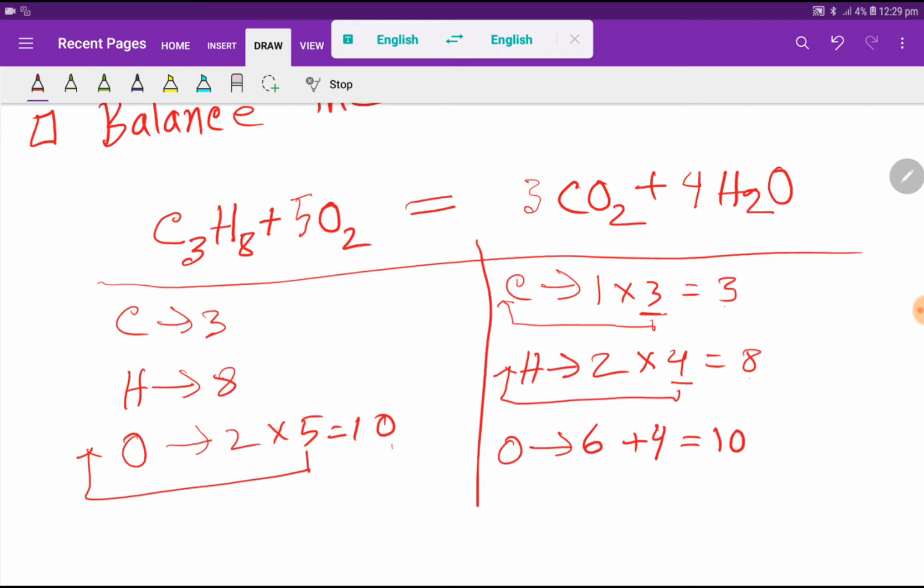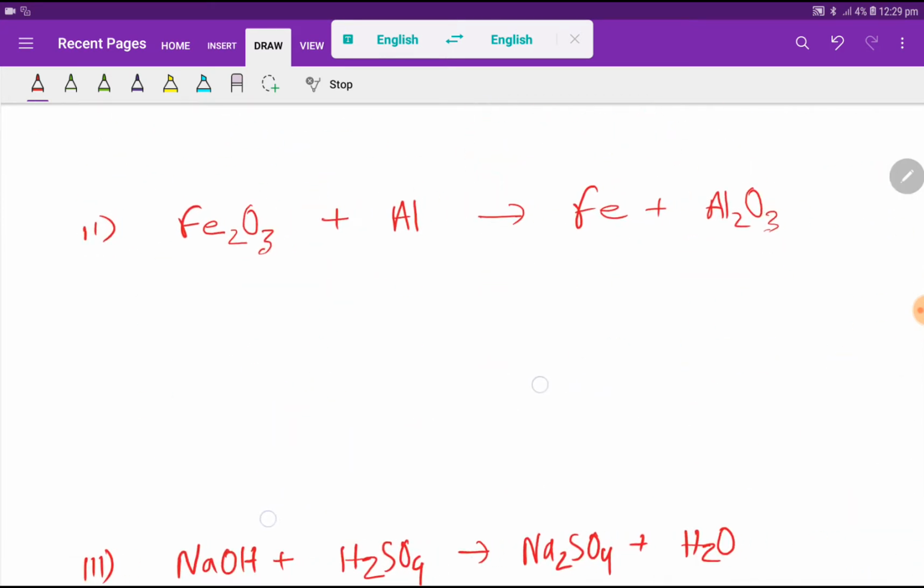Look, this oxygen has come from 2 compounds. This oxygen may come from carbon dioxide or water. So if you get an atom that comes from more than 1 compound, then you should balance that element at last. Okay, let me take another example.